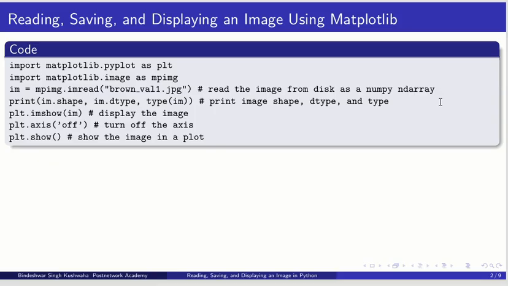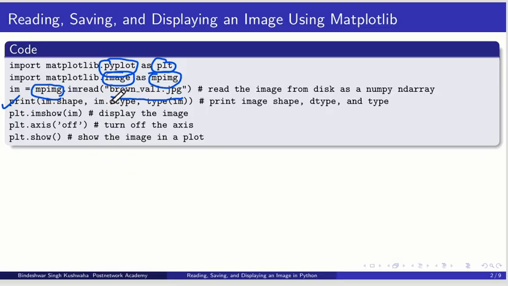First of all, I have used the Matplotlib library. Here you can see that two modules have been used, pyplot and image from the Matplotlib library, and they are renamed as plt and mpimg. Thereafter, using this module, you will load the image brownwell.jpg. Thereafter, it will print the image shape.